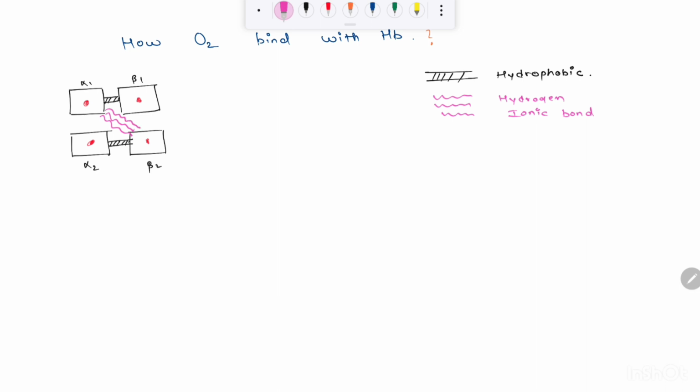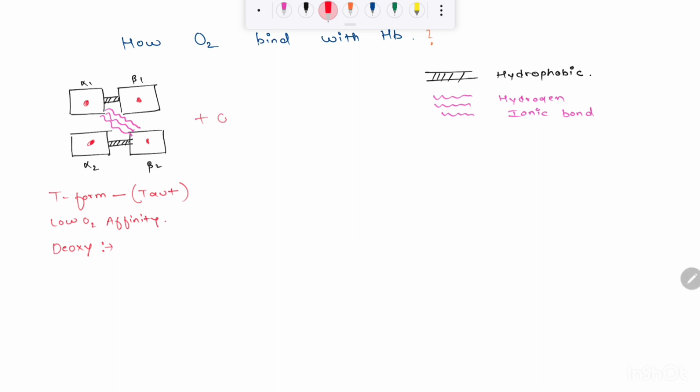This form of hemoglobin is called the T form of hemoglobin, or taut form, T-A-U-T, or you can call it the tense form. It has low oxygen affinity, and you can call it deoxyhemoglobin or the reduced form of hemoglobin.